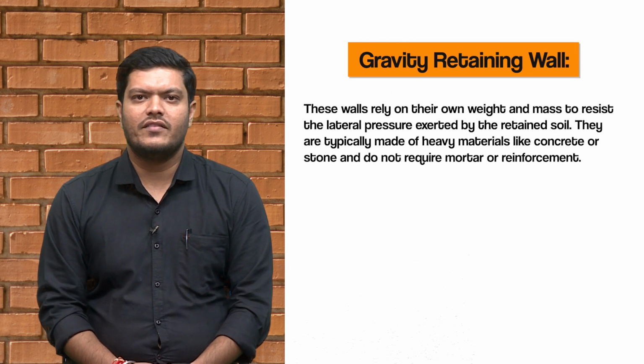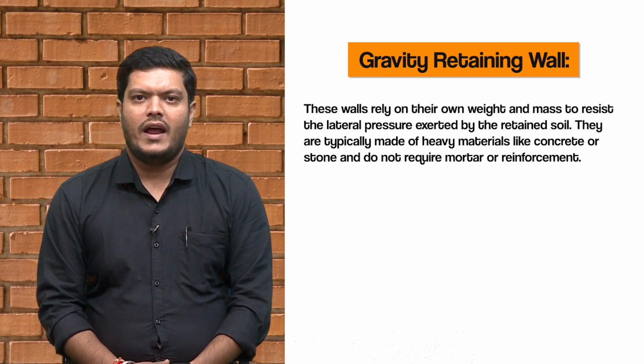Second, retaining walls come in various designs and materials, depending on their purpose, the height of the wall, the type of soil or material being retained, and aesthetic preferences. Some common types of retaining walls include gravity retaining wall. These walls rely on their own weight and mass to resist the lateral pressure exerted by the retained soil. They are typically made of heavy materials like concrete or stone and do not require mortar or reinforcement.